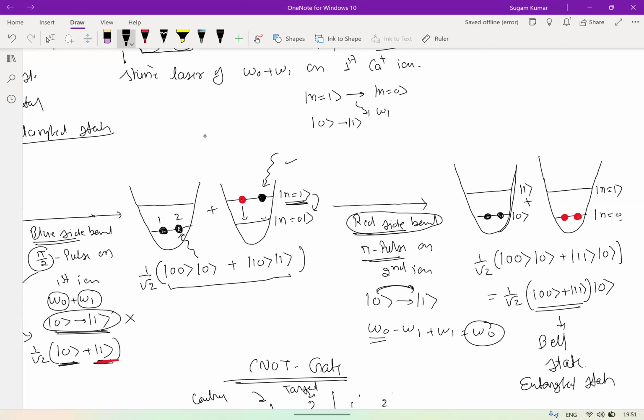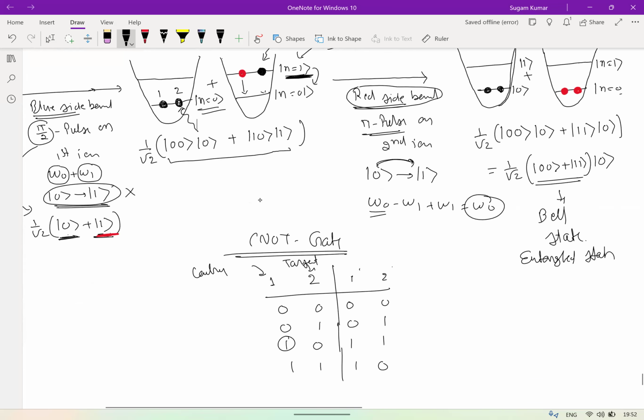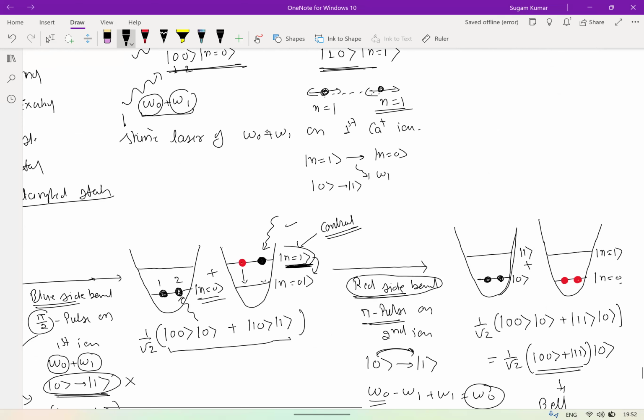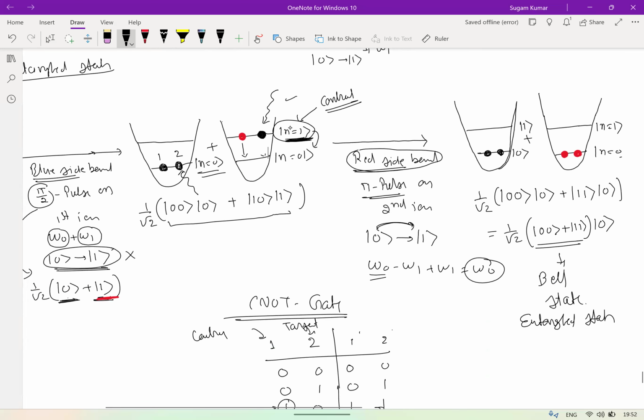But what I'm trying to say here, look, when ion number 1 is in the n equal to 1 state, technically this is the control. The control is the vibrational level. So when this is n equal to 1, only then will the transition take place. When this is n equal to 0, nothing will happen. So when n equal to 1, then 0 is going to become 1 and 1 is going to become 0. So here you can see, only when the control is in the n equal to 1 state does this spin transition take place, else it will not. So this is also acting like a CNOT gate. But this is how we can create an entangled state.